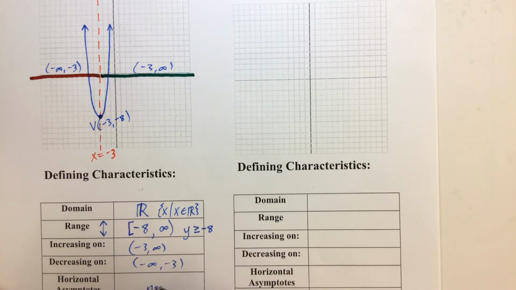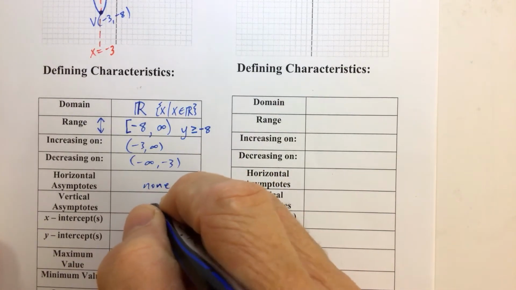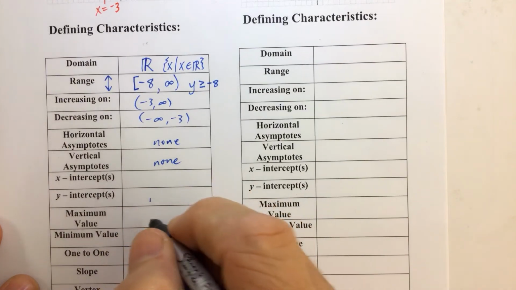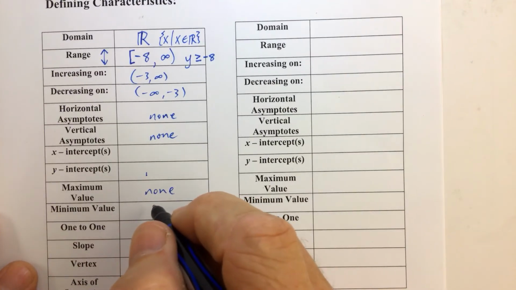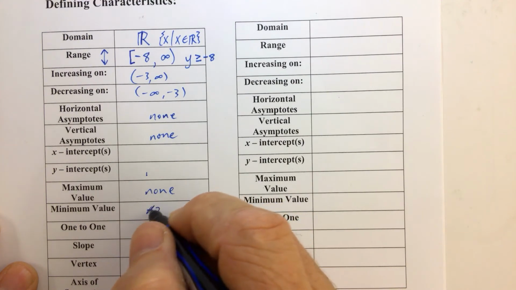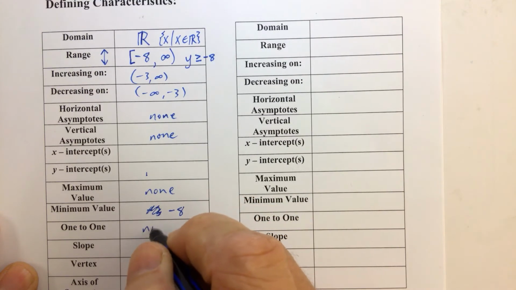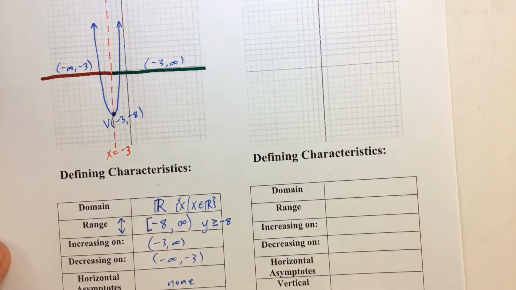And we have no horizontal or vertical asymptotes on this graph. We'll get to the x and y intercepts later. We have no maximum value. We do have a minimum value. The minimum value is the beginning of the range, and that would be y equals negative 8.